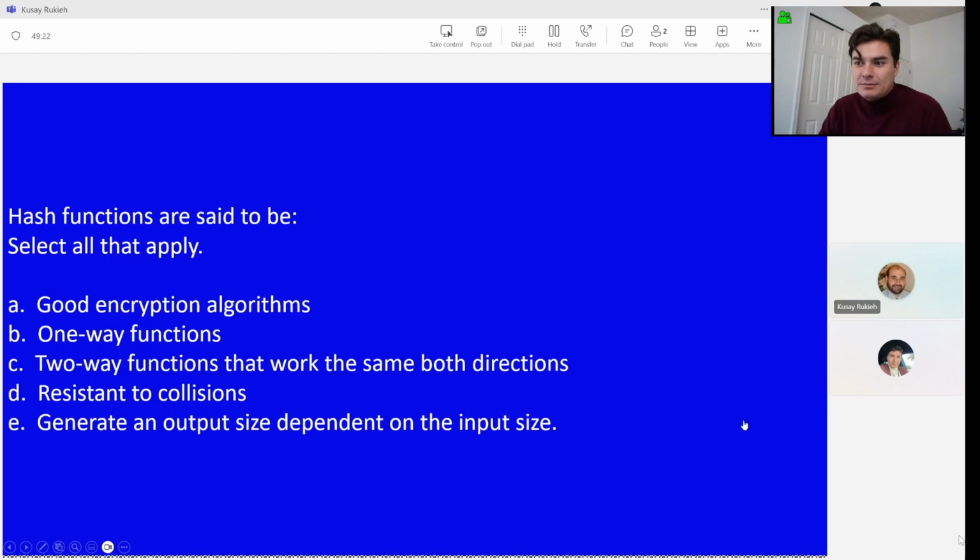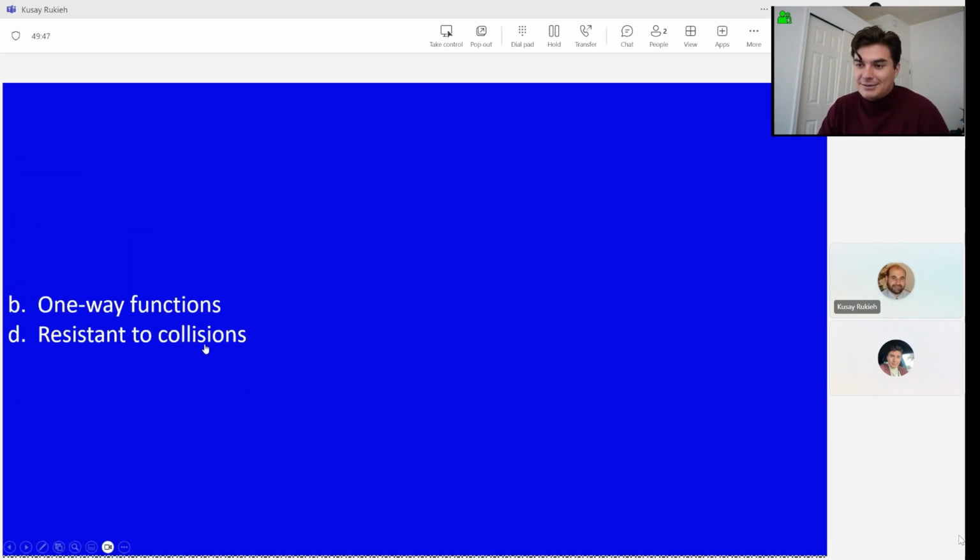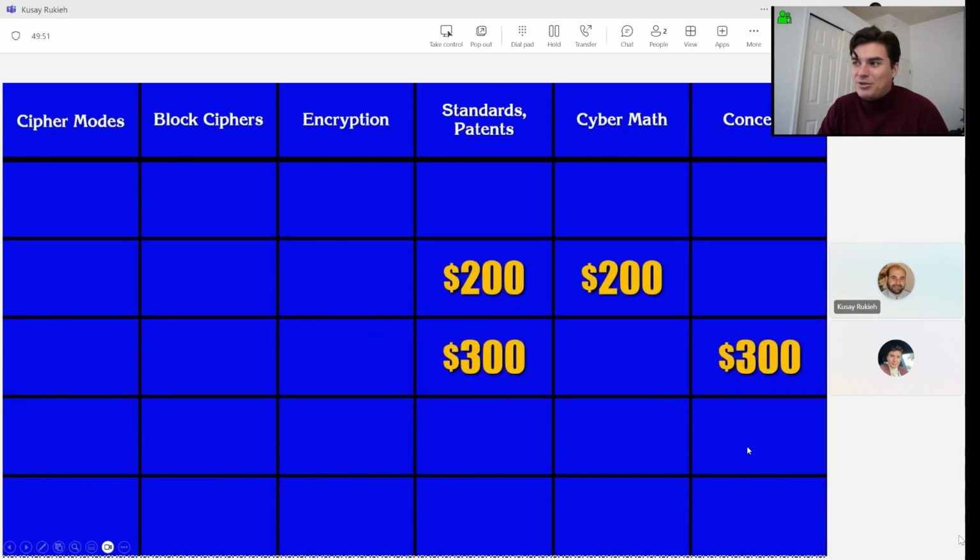Hash functions are said to be... Well, hashes are not encryption, so they're a one-way function. So B. That's correct. Hashes are resistant to collisions, but not foolproof. So B and D. That's the answer? That's correct. Resistant to collision by adding salting, right? Exactly, but not foolproof. Let's do concepts for $300.